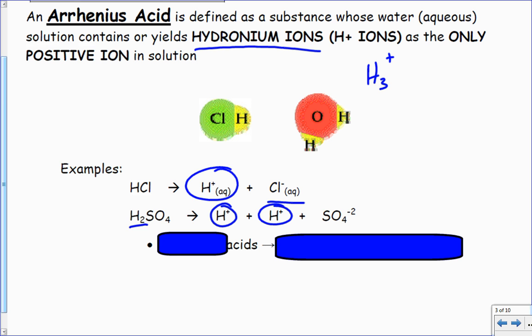Here, though, in sulfuric acid, I have two H's, so I get H plus and then this sulfate ion, and now I have 2 moles of H pluses as opposed to the 1 mole here. So 2 moles is stronger. That's how we are going to determine relative concentration.